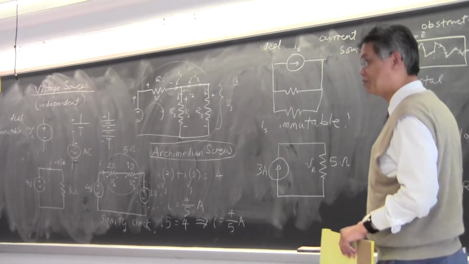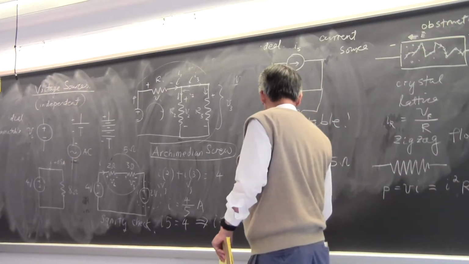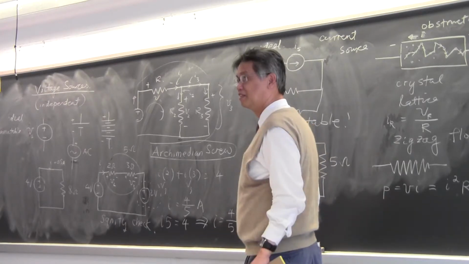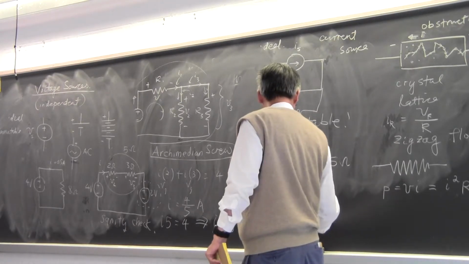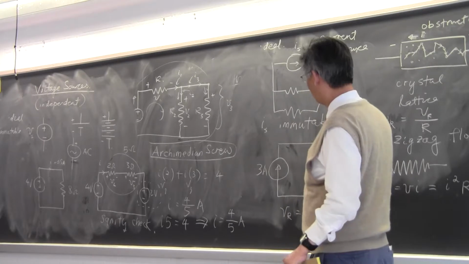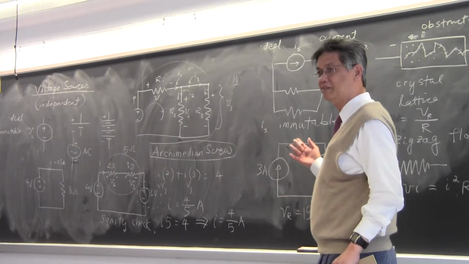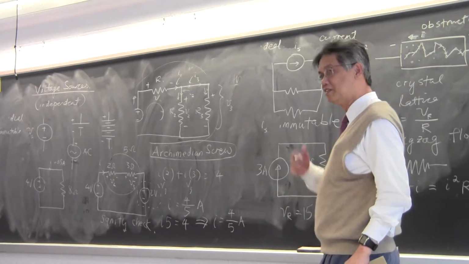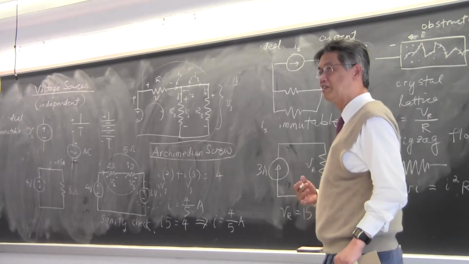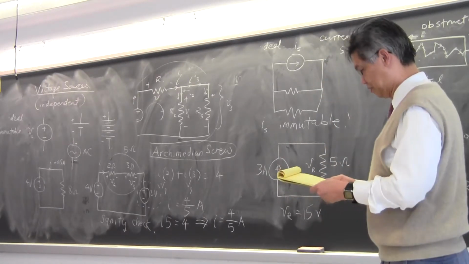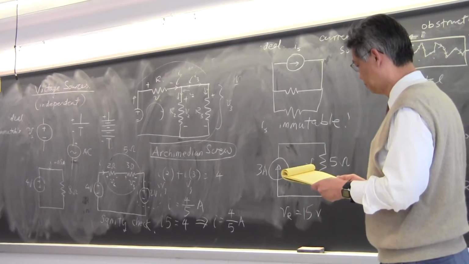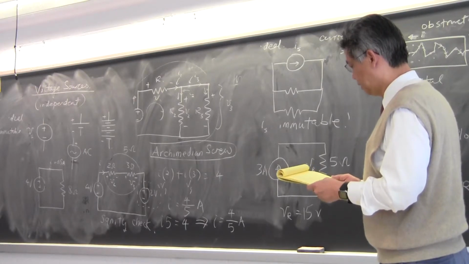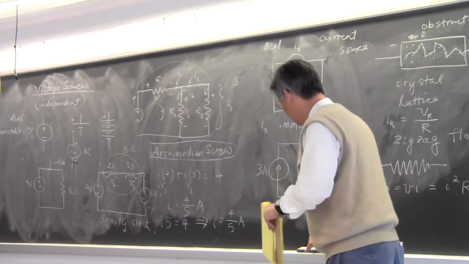So that voltage drop is equal to 15 volts. Okay? So if you add a big resistor, you get a larger voltage drop. That is what an ideal current source is. There's no such thing in real life, but that is what you have to assume. Okay? And you can have other examples in the textbooks.